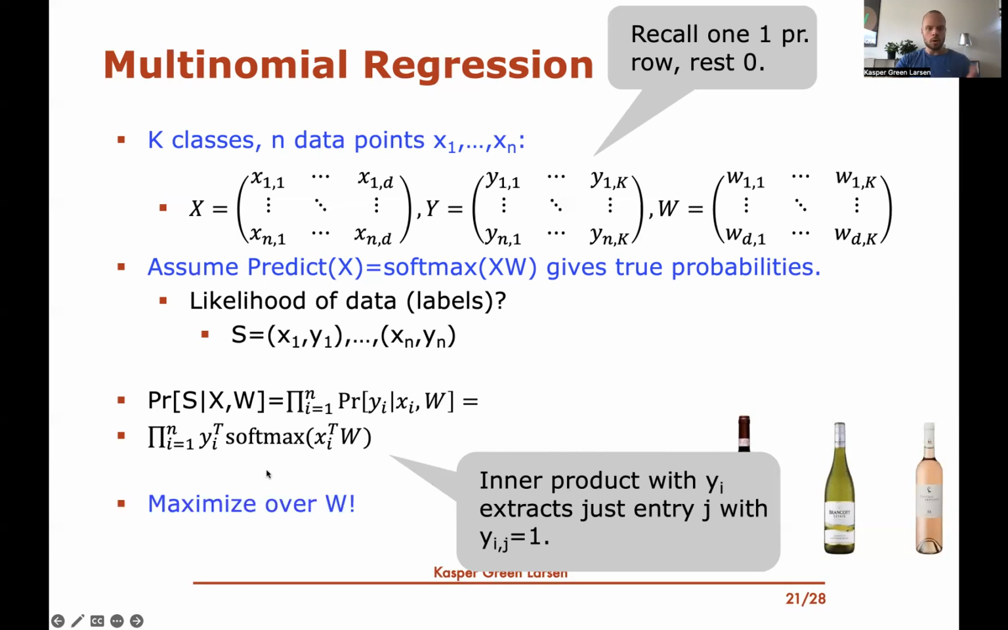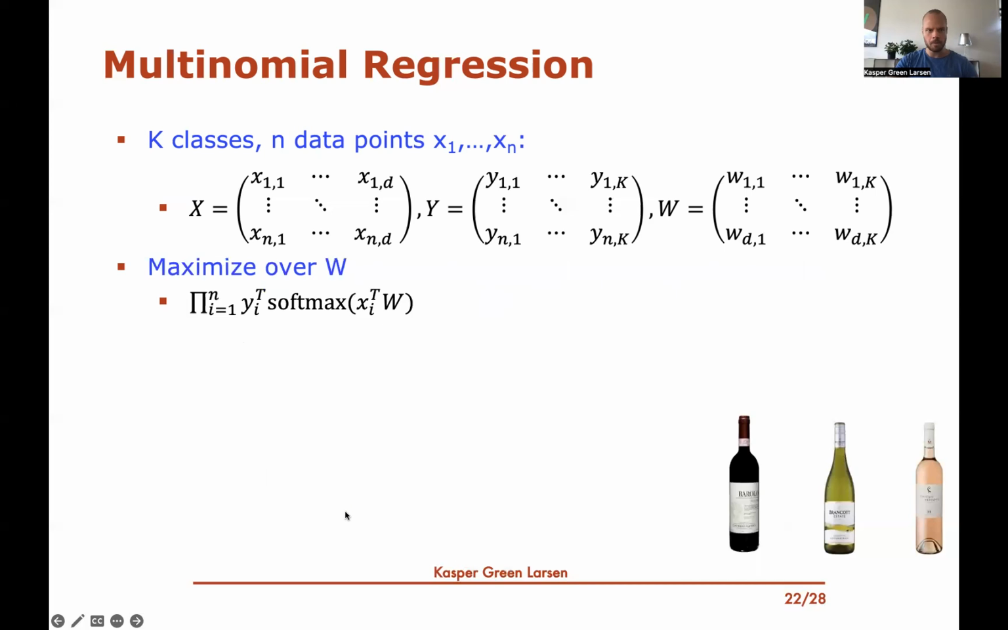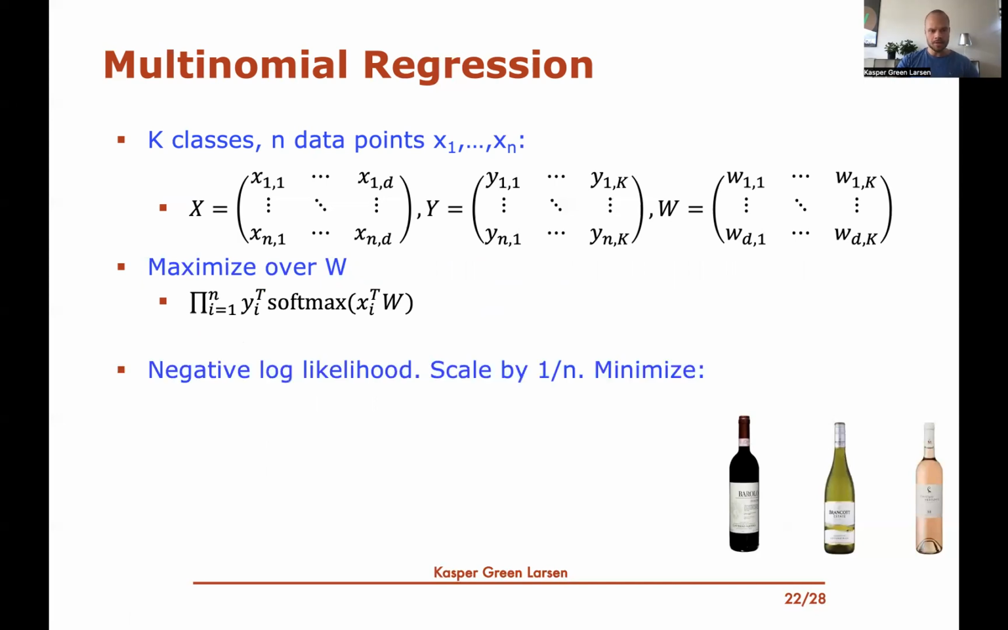All we have to do now is find a way to maximize this expression, the product over all the training examples of the inner product between the label vector yi and the softmax vector of xi transpose W. Let's see how we can choose W to maximize this. Here we're going to do the same steps as we did for logistic regression. We apply the negative log likelihood to get rid of the product, with the negative turning the maximization problem into a minimization problem. Then we scale by 1 over n just to make it look like the other loss functions we've been working with, where it's an average over the training examples.